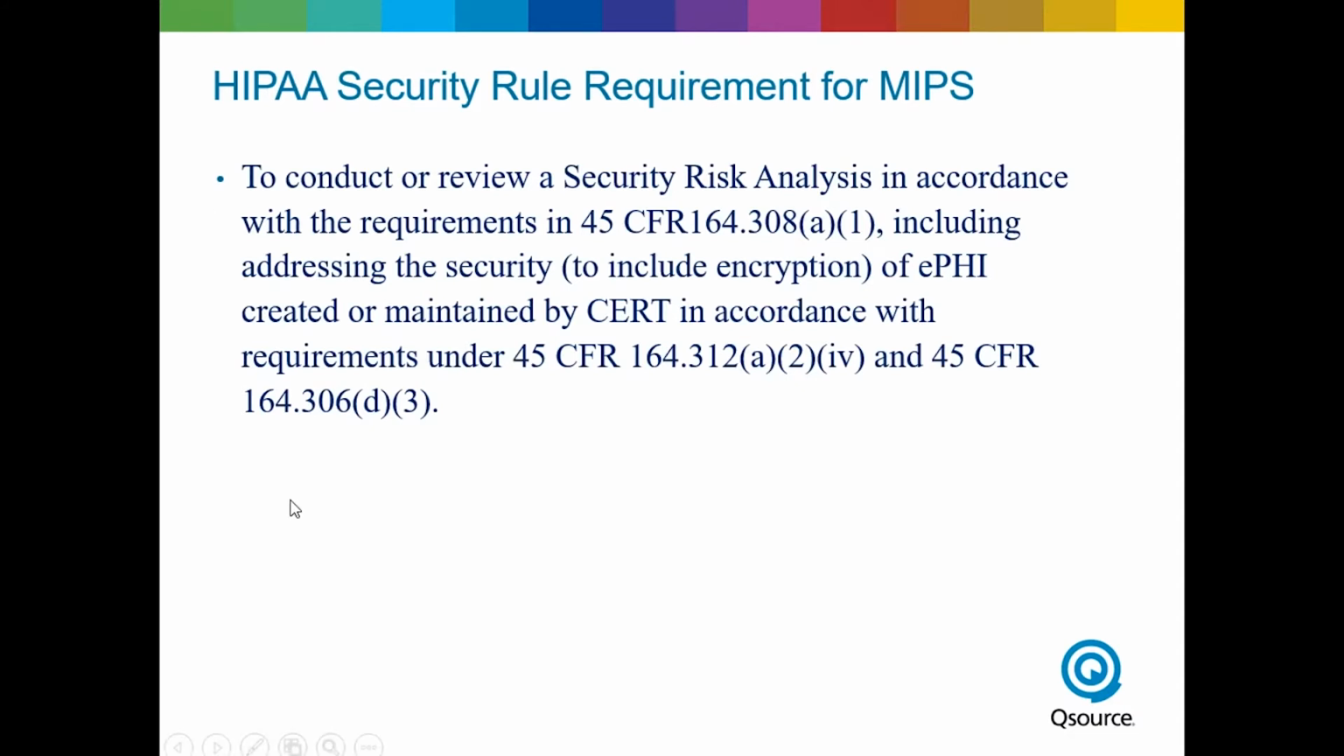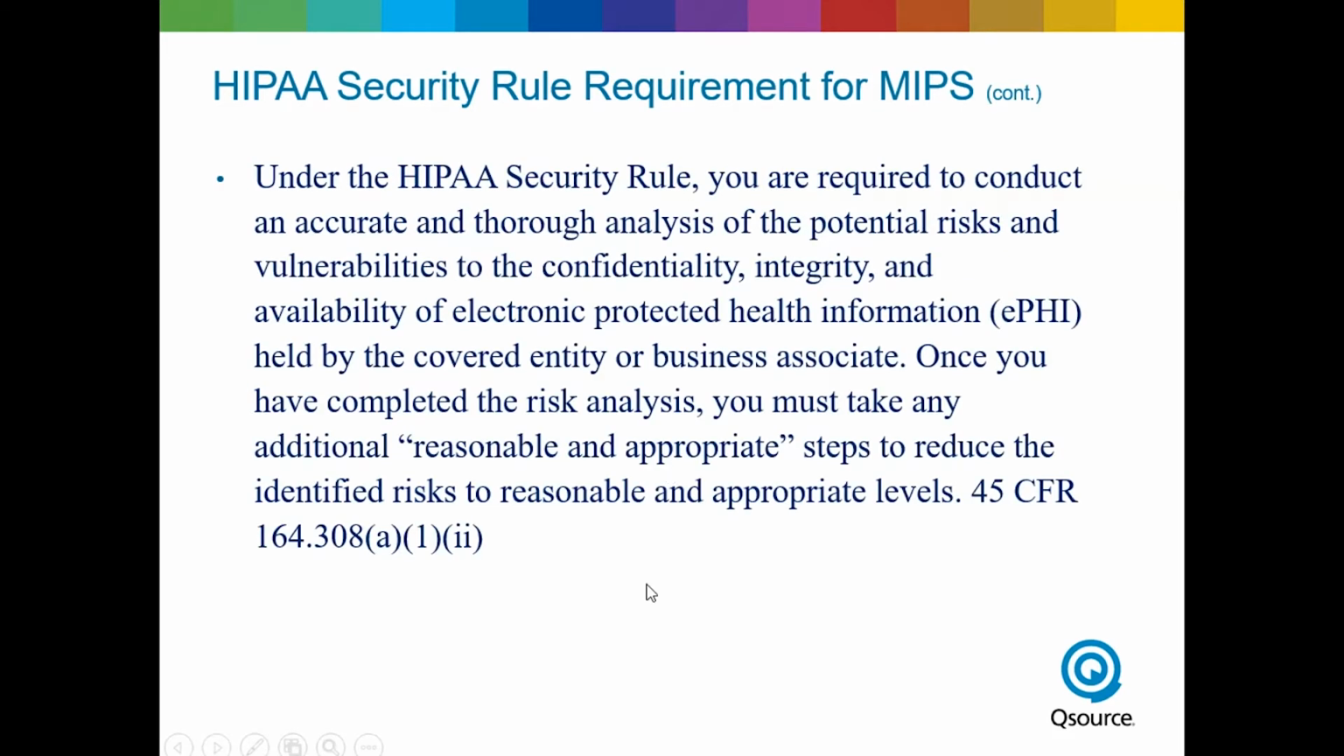Okay, so here's the boring security rule, which really says, you need to conduct or review a security risk analysis. So once you do your first one, you can just review them after that. And all these great numbers and letters, you can Google any of them and they'll give you the exact verbiage of these pieces. And this is to include addressing security of your electronic patient health information. So that's even including encryption, and it's part of your certified electronic health record that you're looking at, but not just the health record. There are other pieces of it.